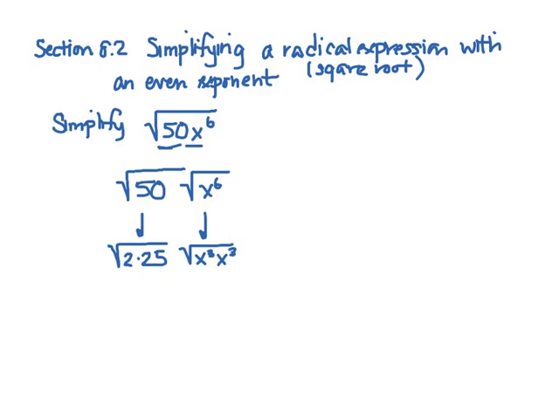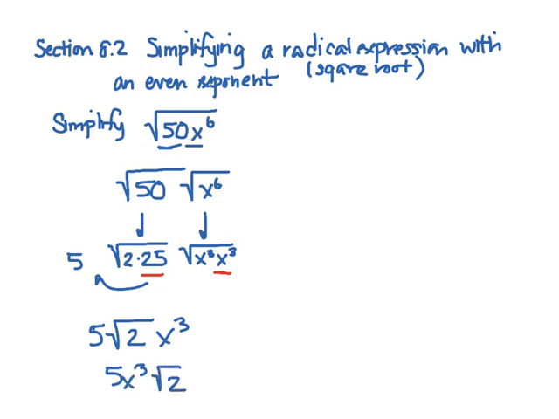So now we have a perfect square. That's 25. And we have two of these, the x cubed. So the 25 can come out as 5 times 5, right? So we have 5 on the outside times the square root of 2. And this x cubed, square root of x cubed, is simply x cubed. So I'm going to rewrite that as 5x cubed times the square root of 2.